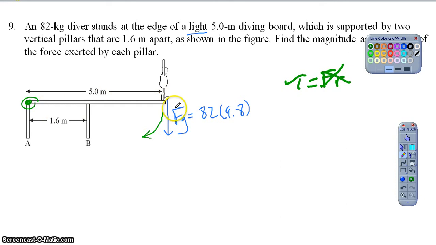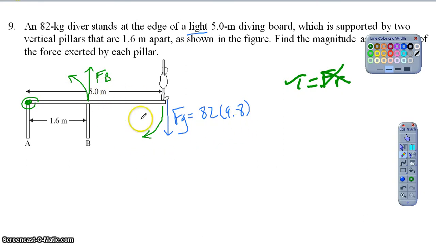We know, though, that the diving board is not actually rotating, and what that tells us is that this pillar over here at B has to be doing something that generates a torque that opposes that. It cancels out, it negates that torque. So that tells me that the force coming from pillar B has to be upward, because it has to be generating a torque that's opposite to that.